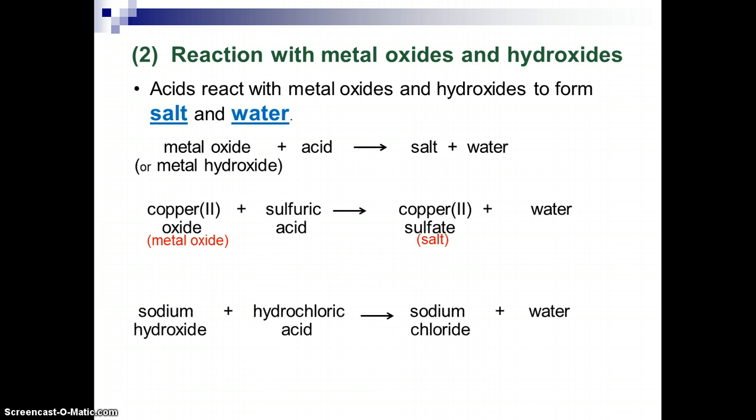Sodium hydroxide plus hydrochloric acid gives you sodium chloride plus water. In the same way, for metal hydroxides, sodium hydroxide plus the acid will give you a salt, sodium chloride. These are the balanced equations for these reactions.